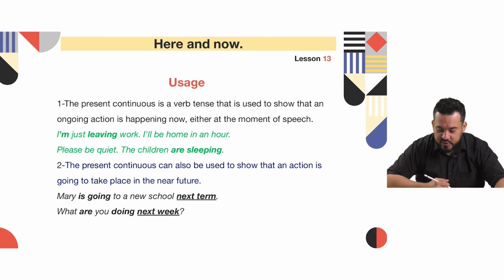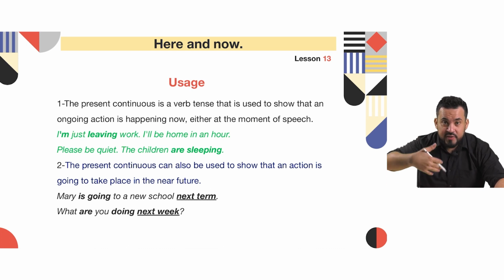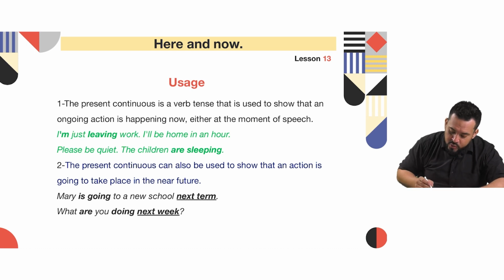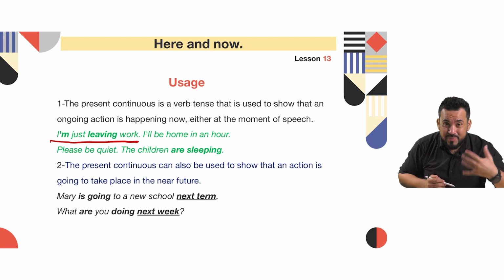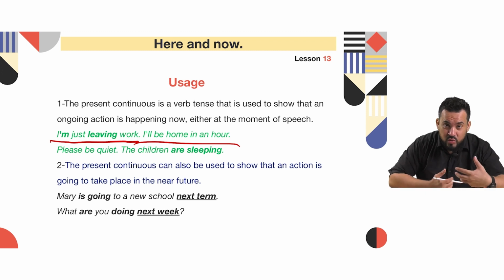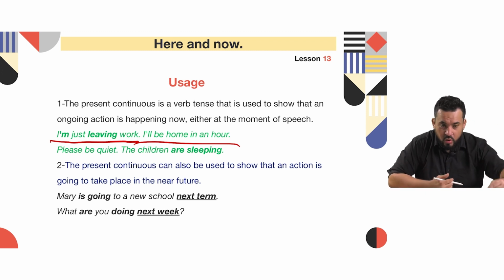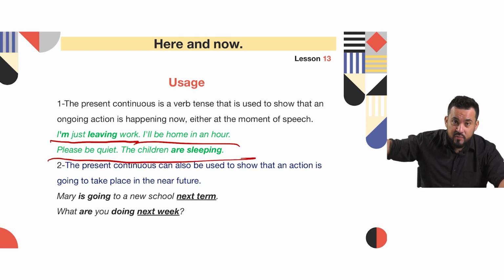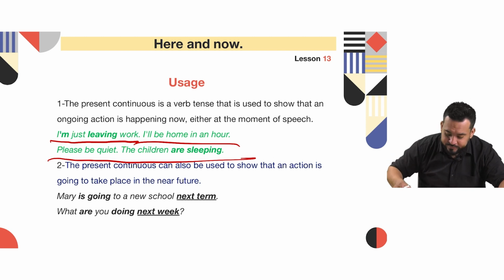When do we use a present continuous? Present continuous is a verb tense that is used to show that an ongoing action is still happening until this moment. Ongoing means continuing to happen, either at the moment of speech, for example, I'm just leaving work. It means I'm just leaving work, I'll be home in an hour. This is happening at this moment as we are speaking. Or please be quiet, the children are sleeping. They're sleeping right now, my children, so be quiet.